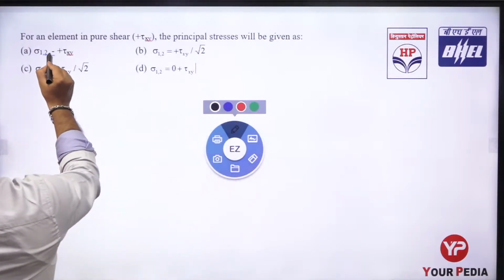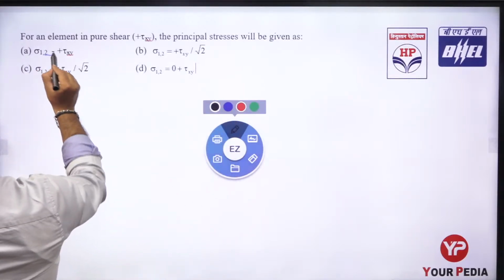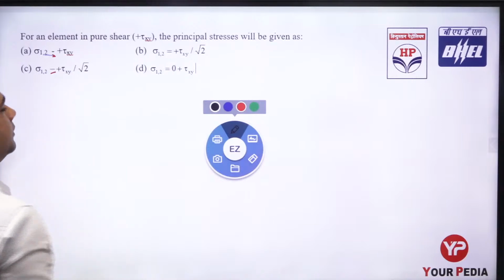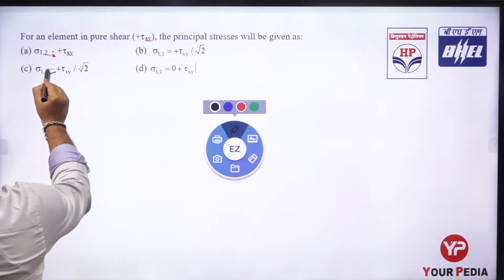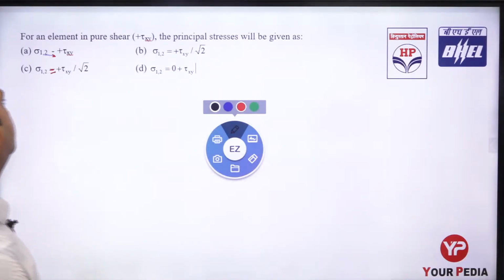So here the equals sign came like this, and this is also equals to, not minus, equals to. Let's solve this question.